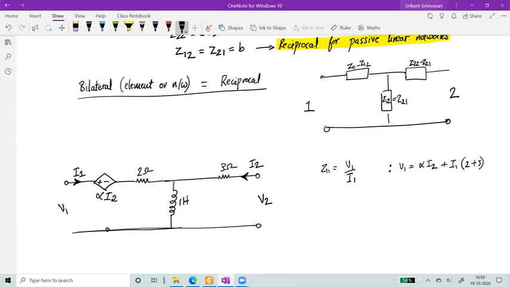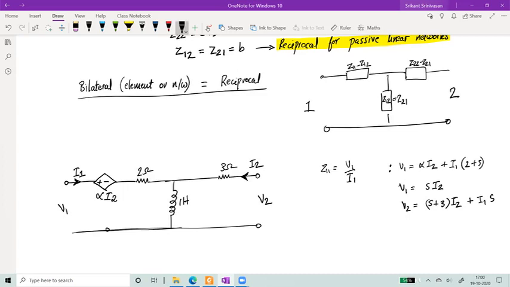The other relationship you have is if port 1 is open circuited, then V1 is equal to S times I2. And then you have V2 is equal to, again, S plus 3 into I2 plus I1 into S. So this way you're able to write the relationships between the voltages and the currents.